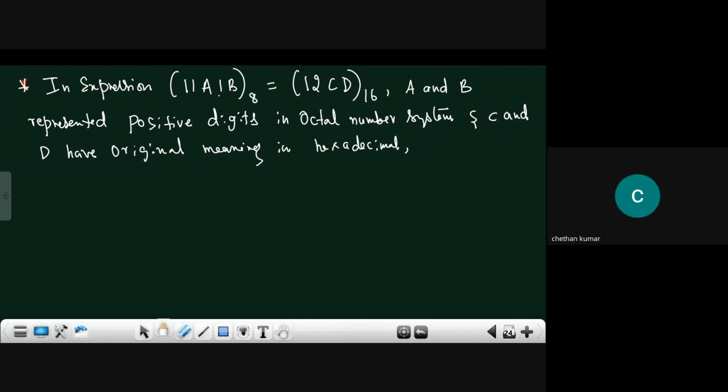But A and B, what is he saying? These should be positive numbers in the octal number system. So he's saying to find the values of A and B. I need to find the values of A and B.